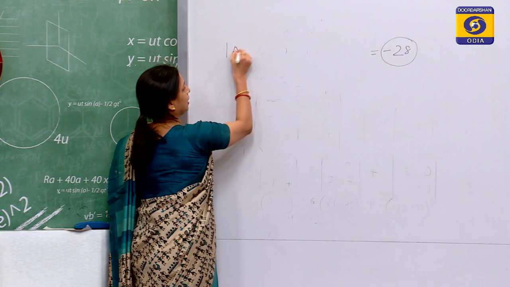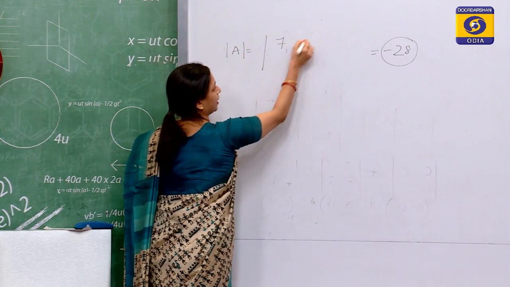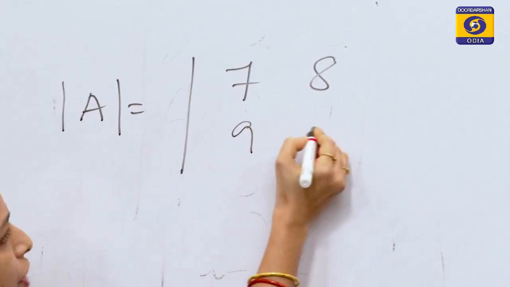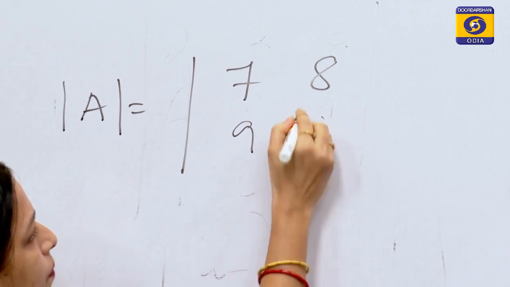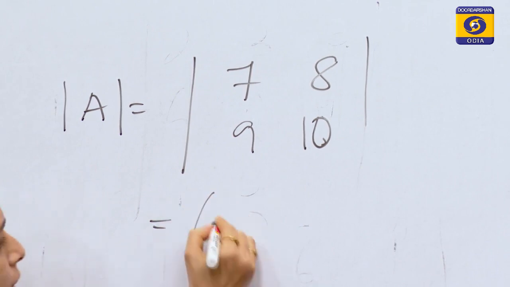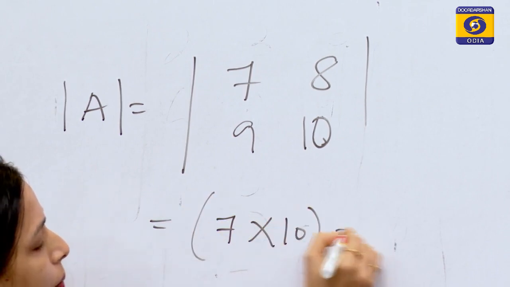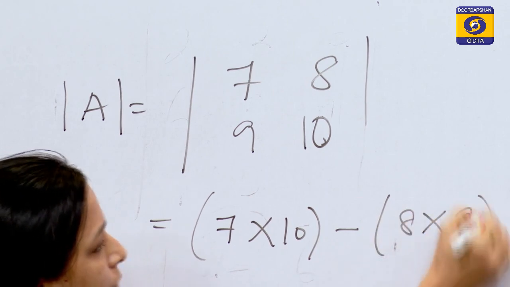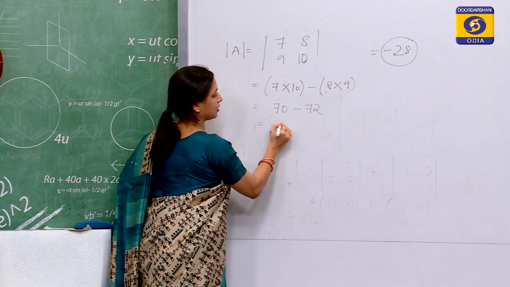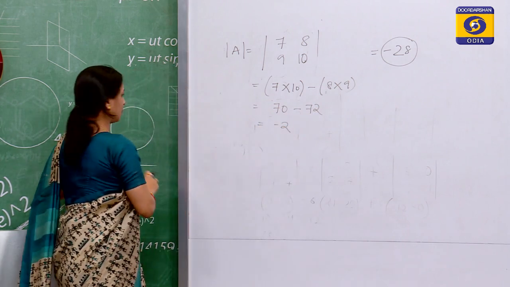Let me take the same example 7, 8, 9, 10. I am taking an order 2 determinant for simplification. How to find out the value of a second order determinant? We have already discussed 7 into 10 minus 8 into 9. So, that is 70 minus 72, the answer is minus 2, right.